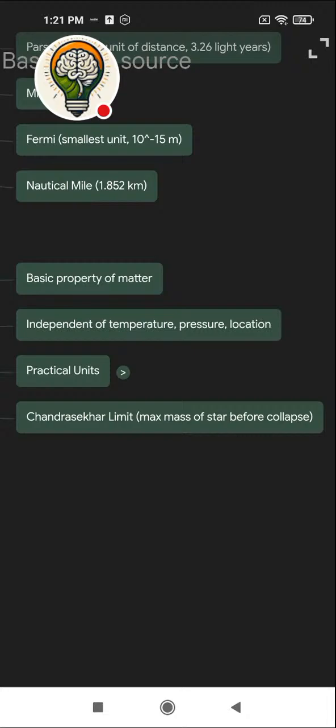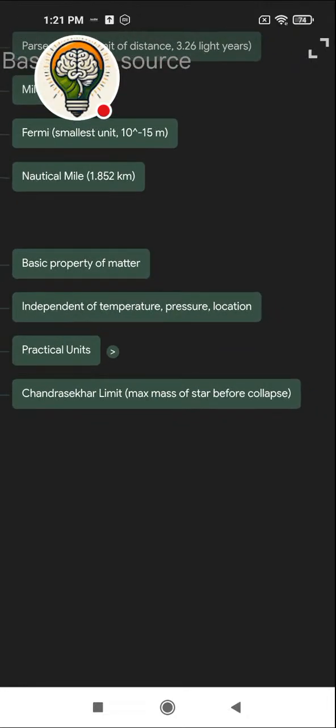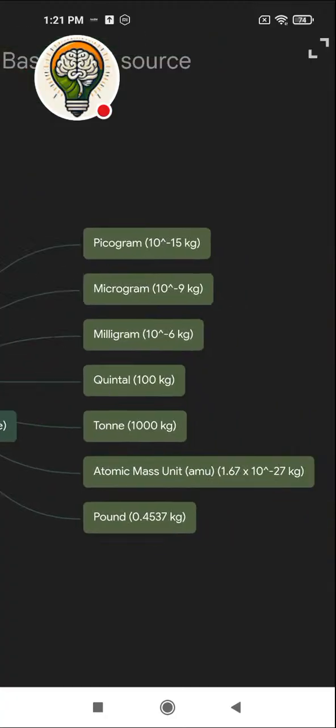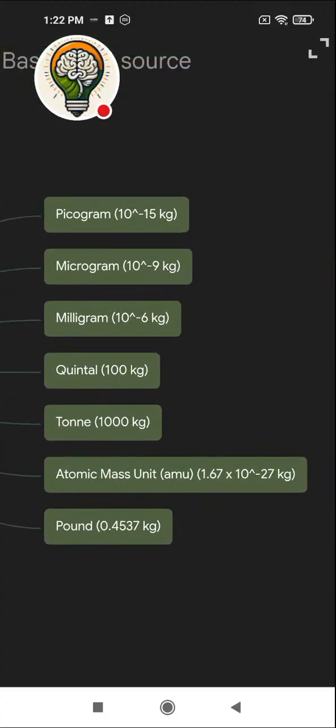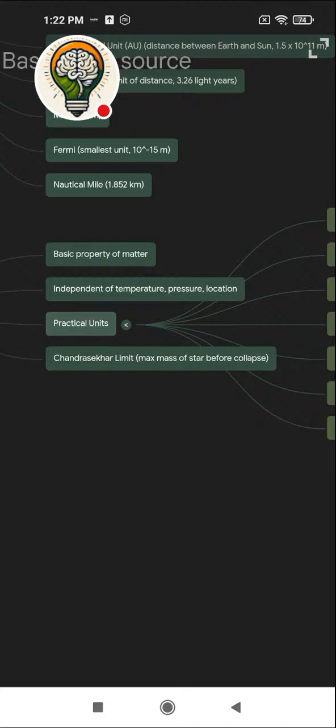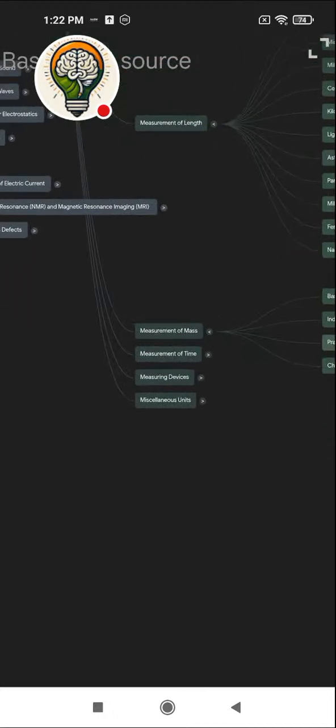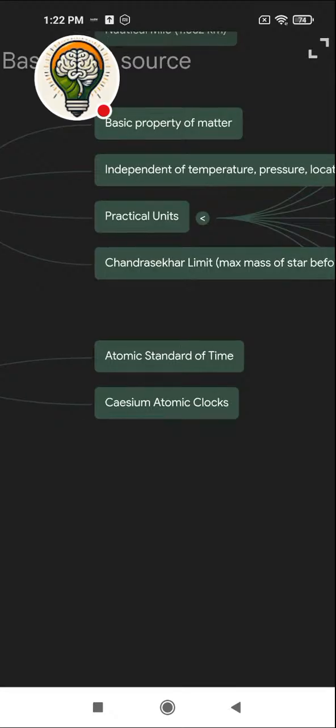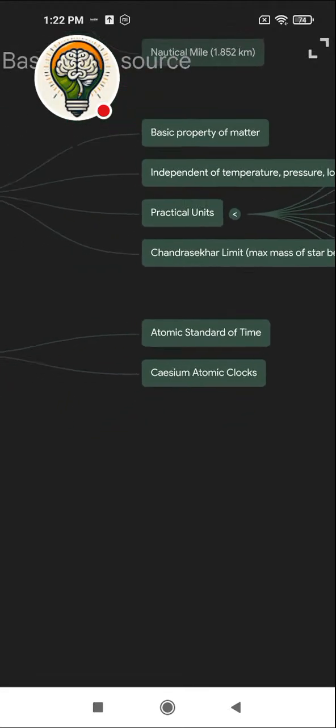Then comes the measurement of mass. So it is a basic property of matter, with no dependence on temperature, pressure, and location. The practical units are picogram 10 power minus 15, microgram 10 power minus 9, and milligram 10 power minus 6, quintal 100 kg, and ton 1000 kg, and atomic mass unit AMU 1.66 into 10 power minus 27, and pound 0.4537 kg. Then the Chandrasekhar limit, the maximum mass of a star before the collapse. Then measurement of time, so atomic standard of time and the atomic clock.